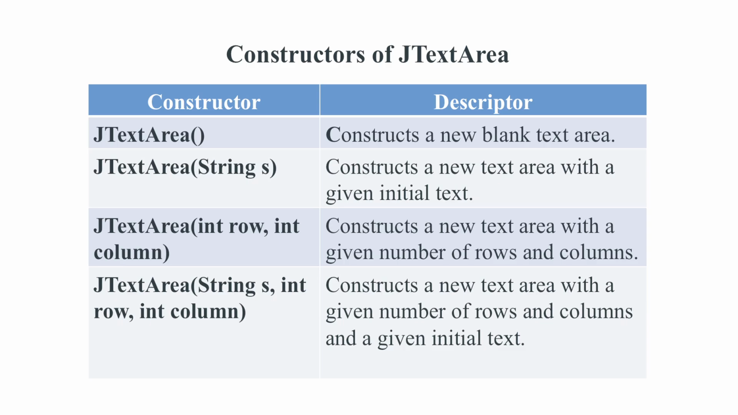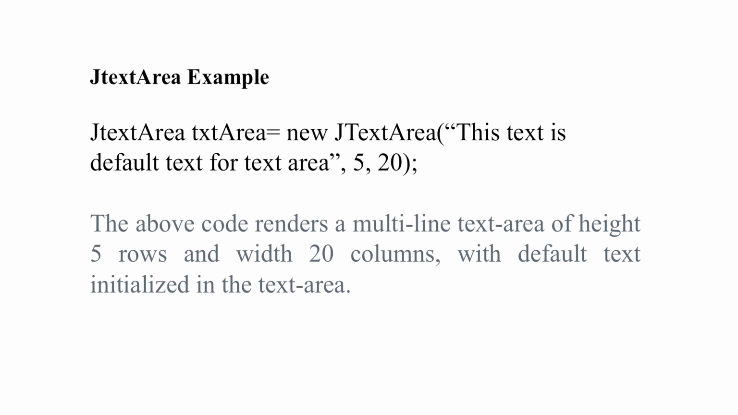Then next is JTextArea(String s), with the initial text. JTextArea(int row, int column), the number of rows and number of columns. Then JTextArea(String s, int row, int column), meaning the text along with the number of rows and number of columns.